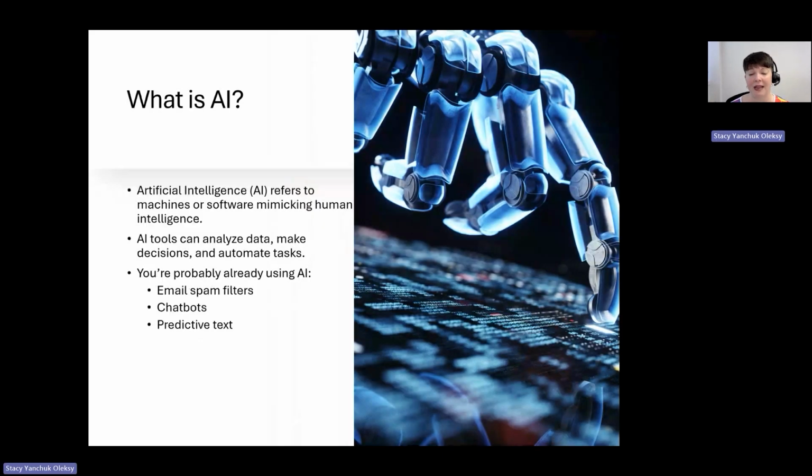So, what is AI? AI stands for artificial intelligence, and it refers to machines or software mimicking human intelligence. AI tools can analyze data, make decisions, as well as automate tasks. You're already probably using AI, right? Email spam filters, chatbots. Even when you're texting, the predictiveness of it, that's AI. So we're already using AI.